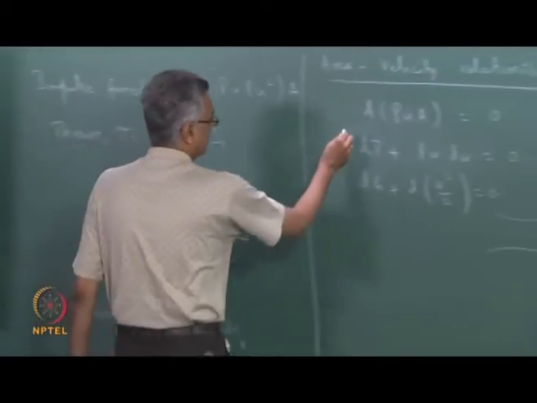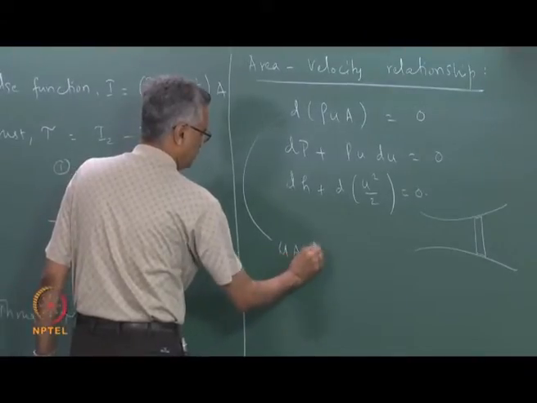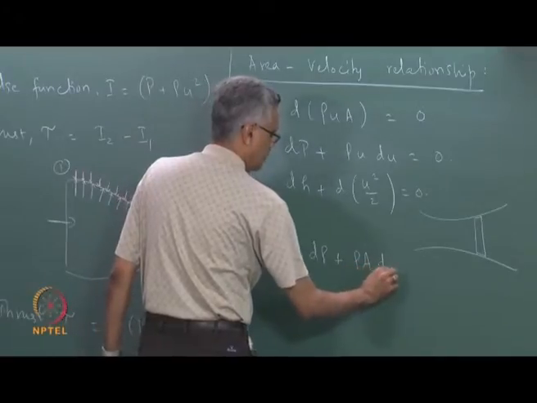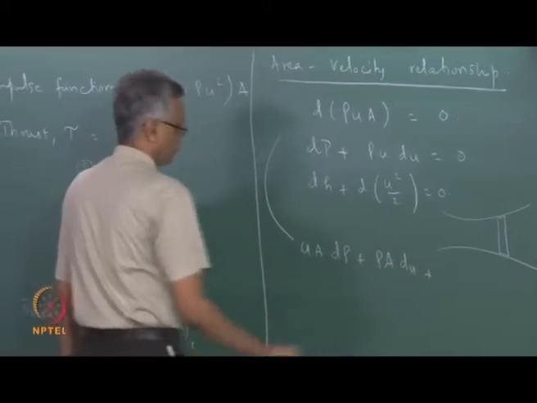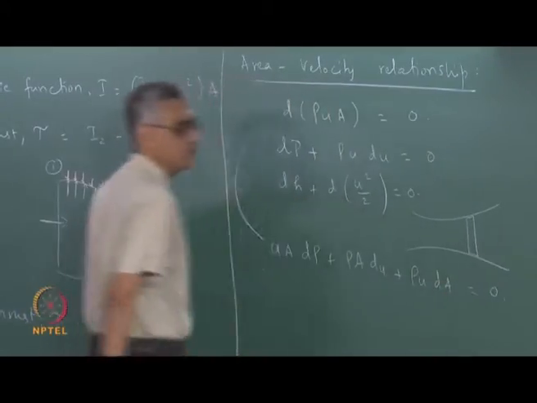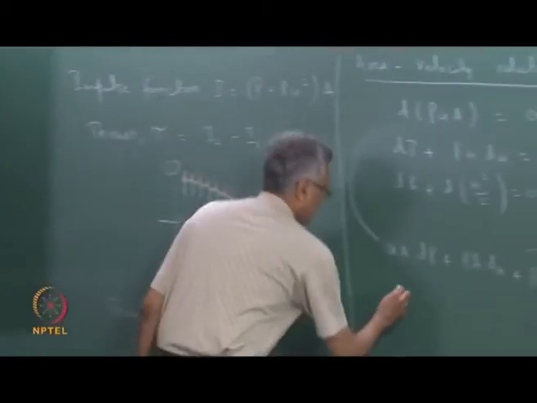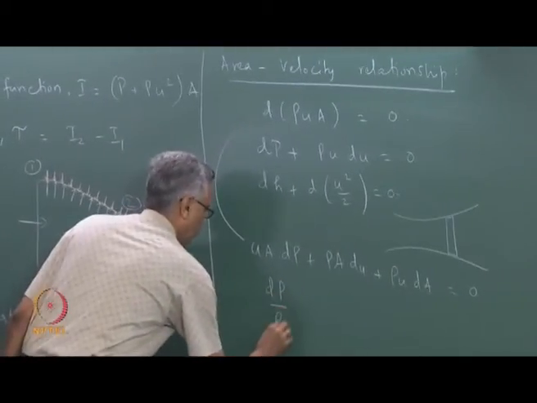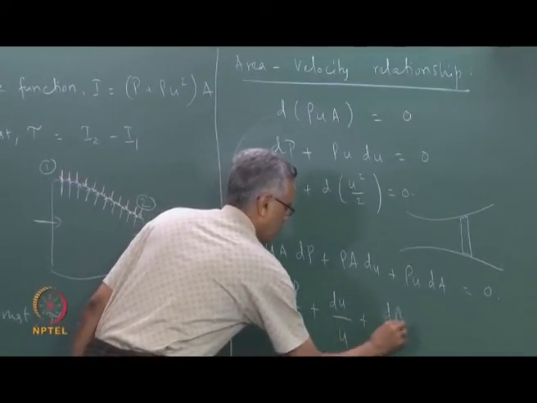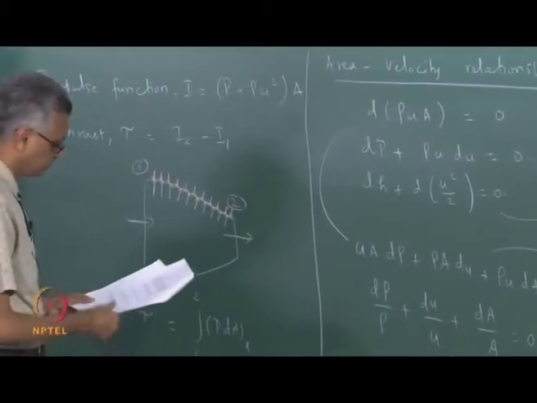So if I take this equation and differentiate things through, then I get the following: uA times d rho plus rho A times du plus rho u times dA equal to 0. And if I divide through by rho uA, then I can get this to be d rho over rho plus du over u plus dA over A equal to 0.